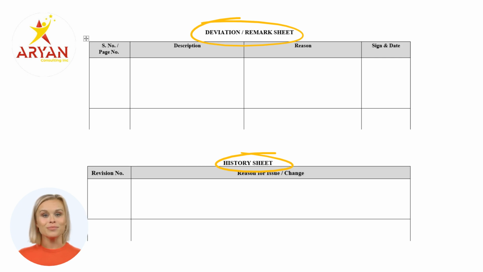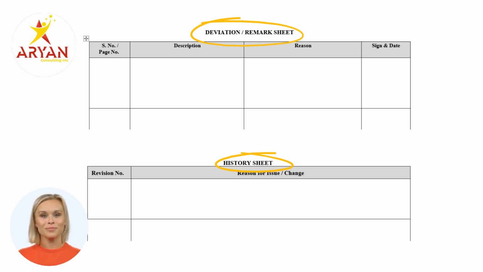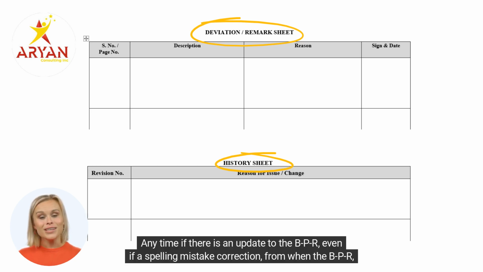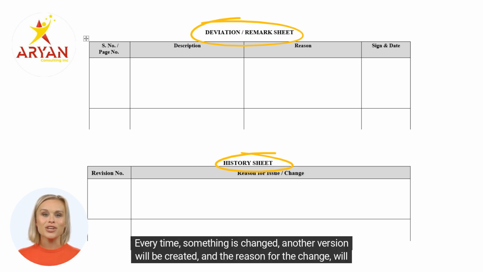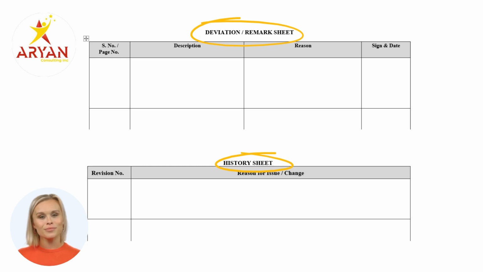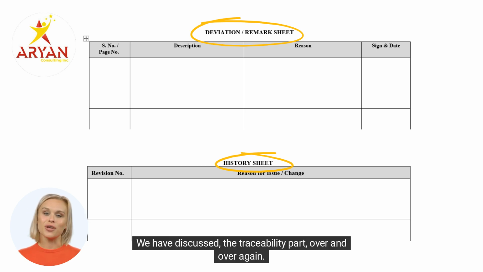That is all. The very bottom section is for the history of the BPR. Anytime there is an update to the BPR, even a spelling mistake correction from when the BPR was first created, every time something is changed, another version will be created, and the reason for the change will be mentioned here in this BPR. This is part of traceability, which is required by the FDA. We have discussed the traceability part over and over again.